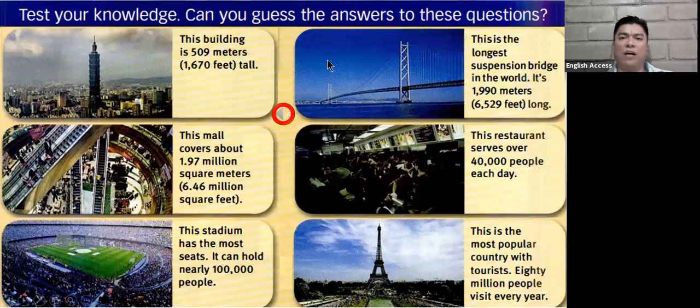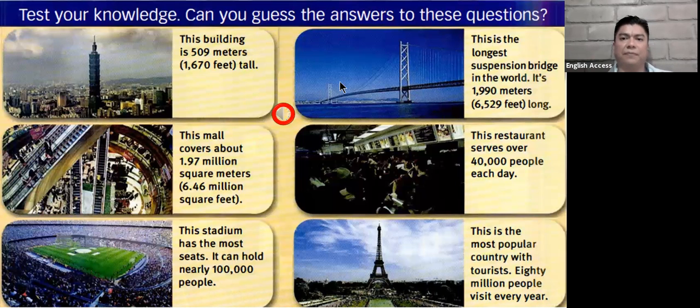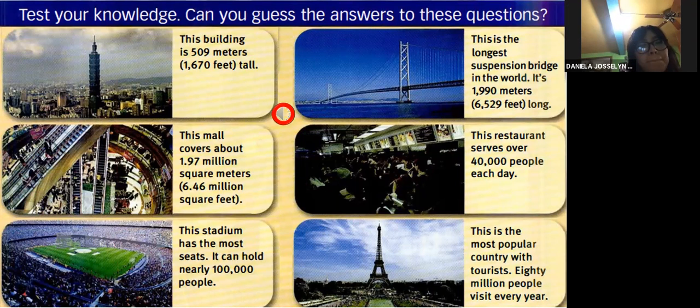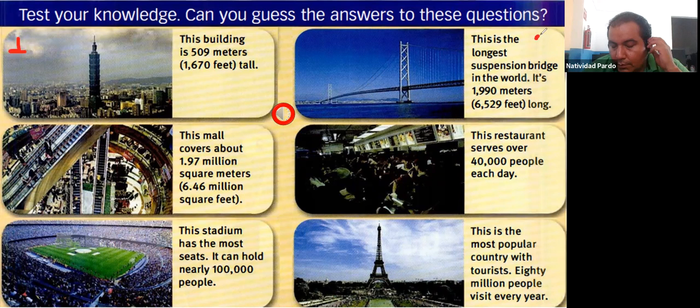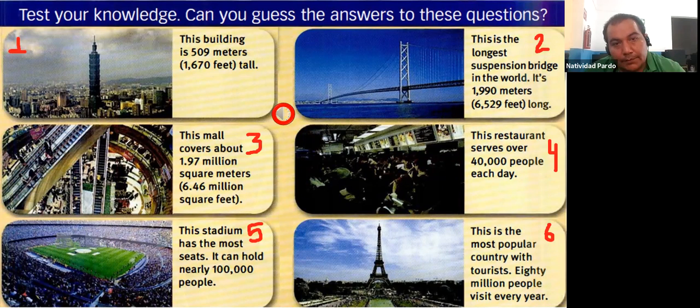Okay. Do you have your answers or you need to listen one more time? That's okay. Share your answers. What do you have for number one? I have letter C. How about you, Natividad or Emmanuel? I don't have number one and two. But the number two, I think is a letter B. What do you have in number three? Letter C? Yes, me too.